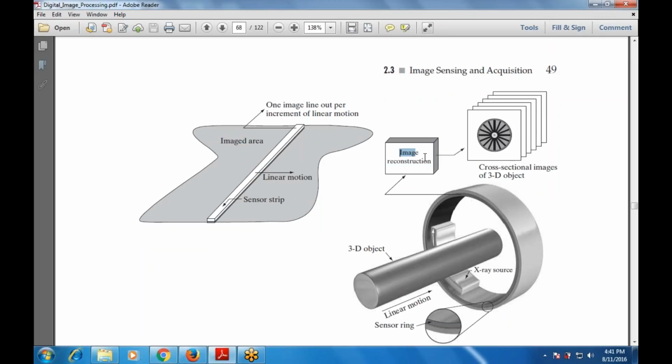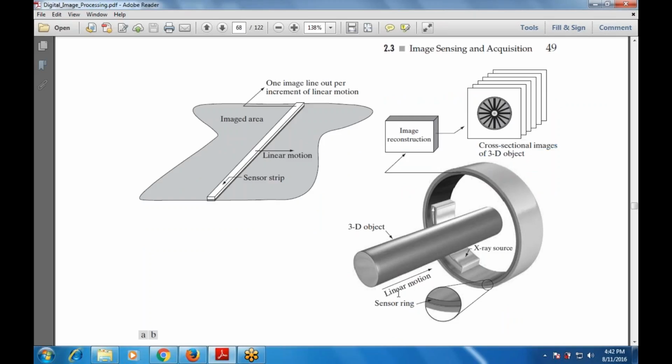Then this one is the image reconstruction, showing cross-sectional images of a 3D object. These cross-sectional images are obtained with the various strips. This is a 3D object, with linear motion, a sensor ring, and an X-ray source.